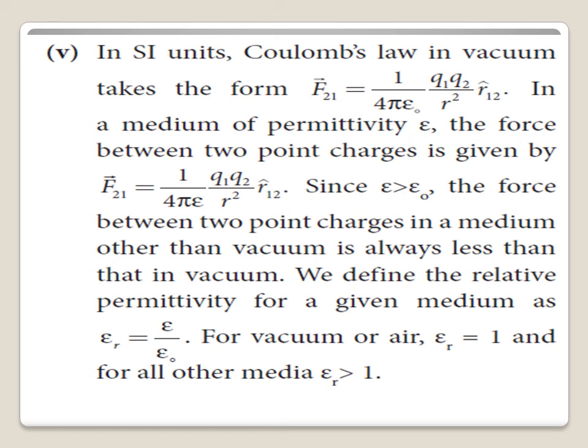So, we define the relative permittivity for a given medium as epsilon r. Epsilon r is the relative permittivity and it is given as epsilon by epsilon naught. So, for vacuum or air, epsilon r is equal to 1, and for all other media, epsilon r is greater than 1.